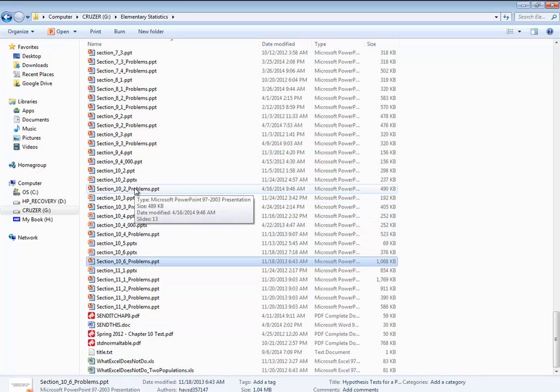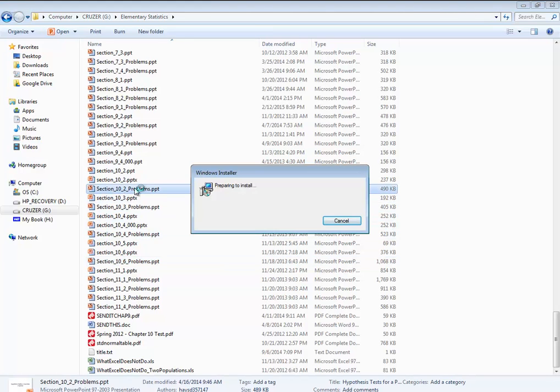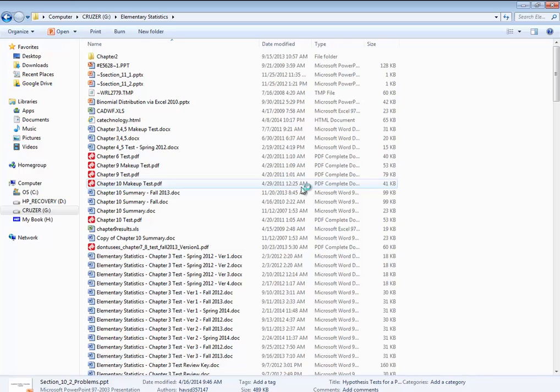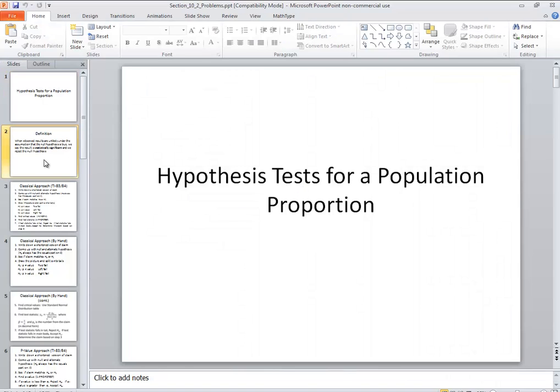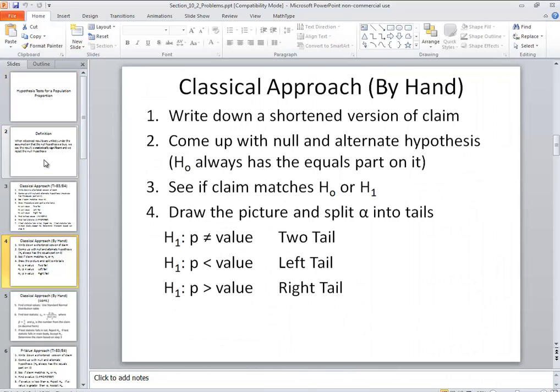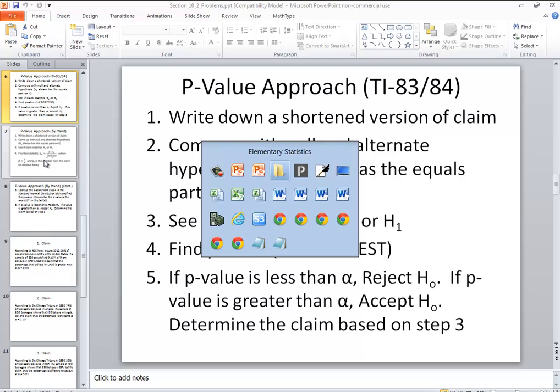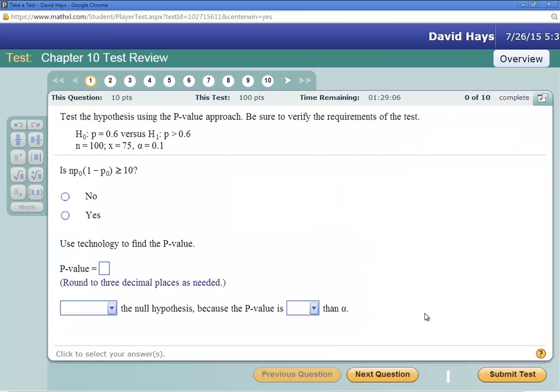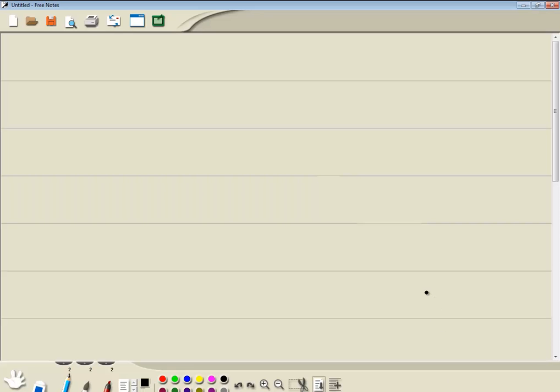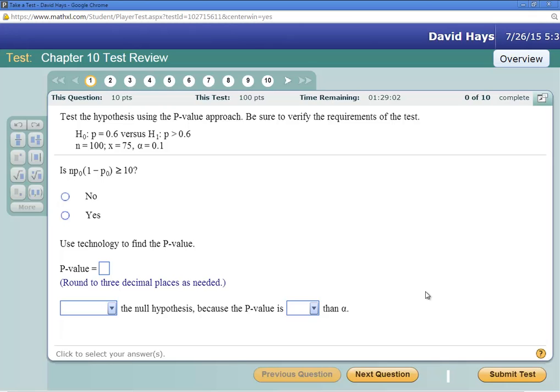I believe that's 10.2. So let's bring that up. Okay, p-value approach using the TI-83, TI-84. Now some of the information they give to us directly, so let's go ahead and write that down.